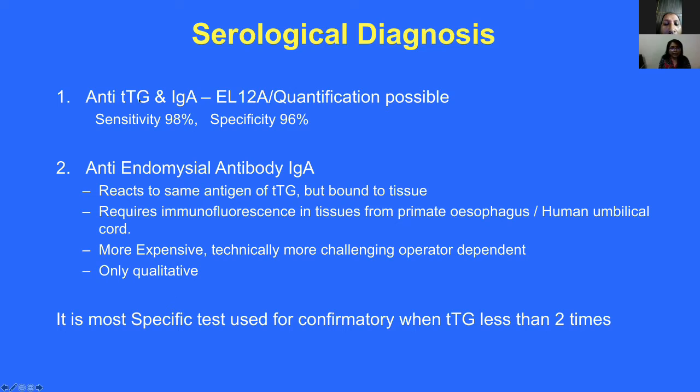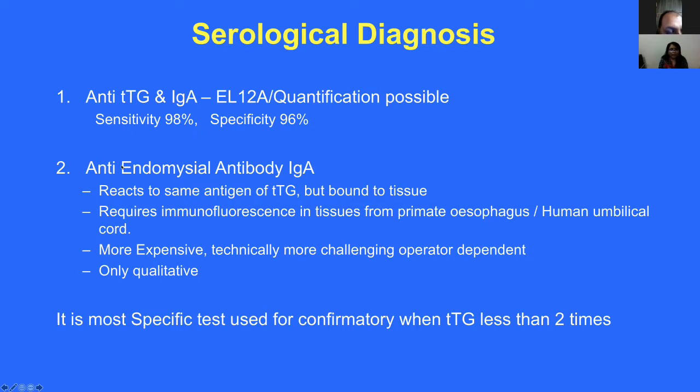Why do we need anti-TTG IgA and serum IgA level? Because when we screen these patients, the TTG test is the IgA variety. If a patient is deficient in IgA, they have inherited IgA deficiency, and in those cases, even if the patient is celiac, the response will not be the same. So the combination of anti-TTG and serum IgA is the first test we do in patients with celiac disease, which has very high sensitivity and specificity, more than 96 to 98%.